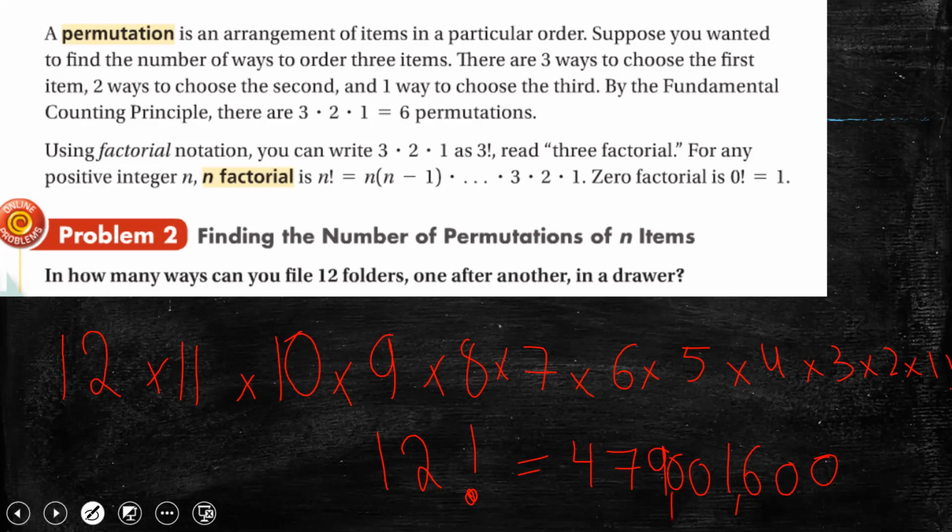Is it clear? Here I have 12 folders. I want to arrange them in a particular order. That means I have 12 the first time. After I take the 12, I have 11. After I take another one, I have 10 choices now. And I will continue until there is nothing left in my folders. Is it clear? Why do we use n factorial? Yes, teacher. I want to arrange all the given books in order, so I will use n factorial.